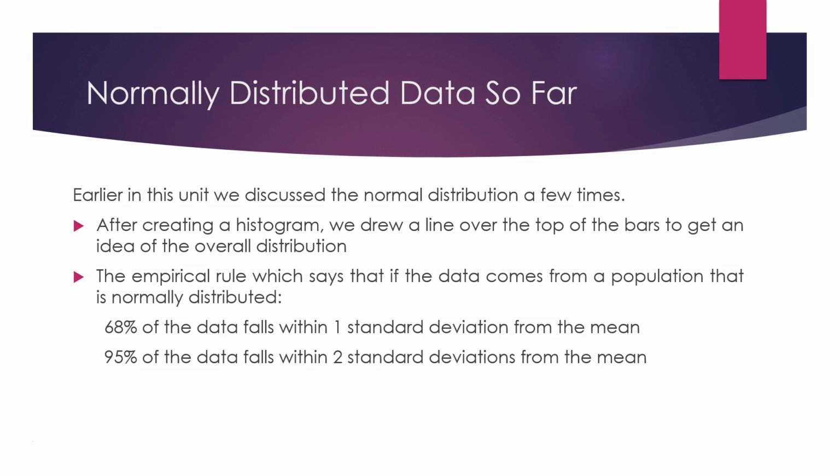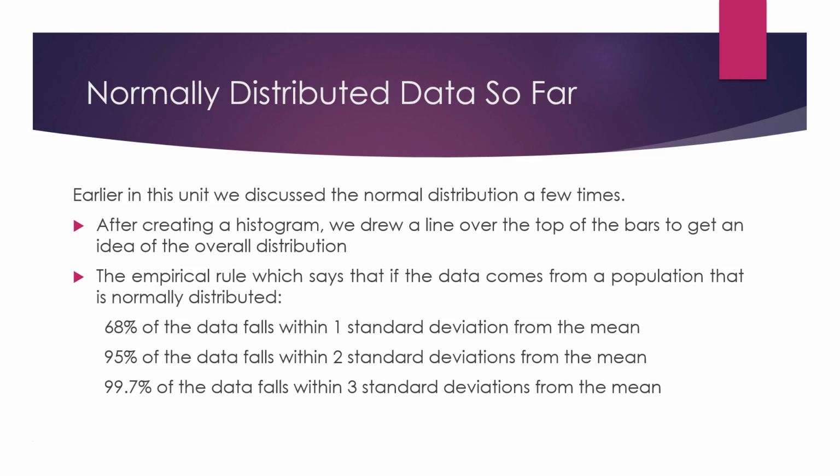Secondly, we discussed the empirical rule, which stated that 68% of the data will fall within one standard deviation from the mean, about 95% of the data will fall within two standard deviations from the mean, and about 99.7% of the data will fall within three standard deviations from the mean if we've decided that our data is normally distributed.